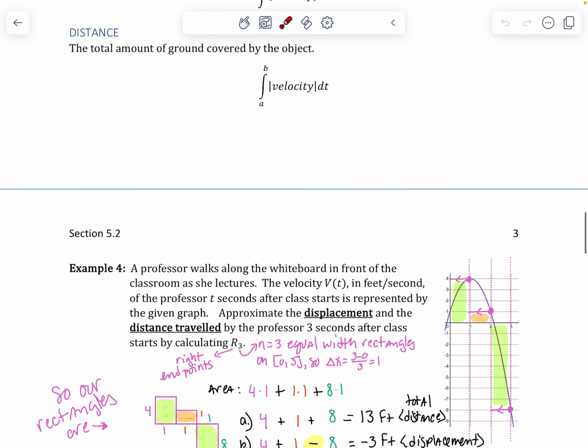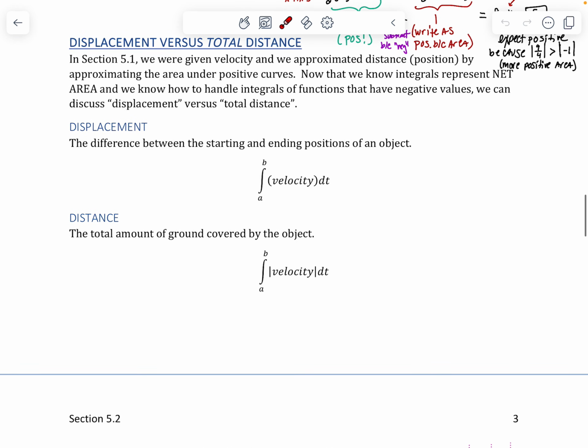This is a continuation of the previous video where we stated displacement essentially is the net area traveled, if you want to think of it that way, but it's the distance between the starting and ending point.